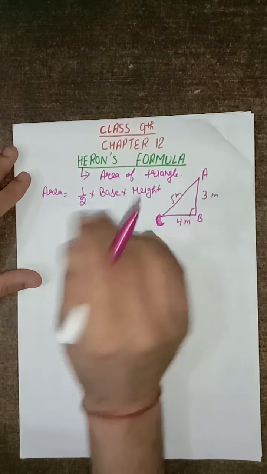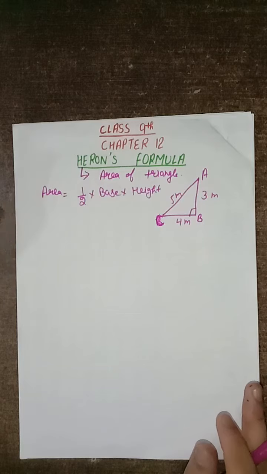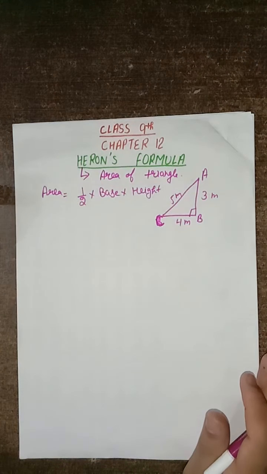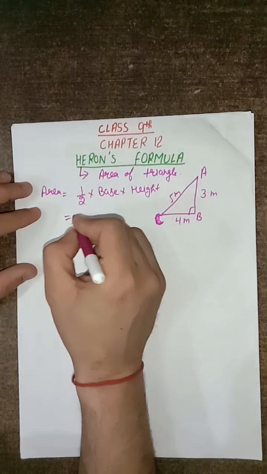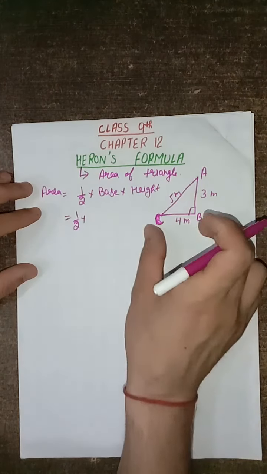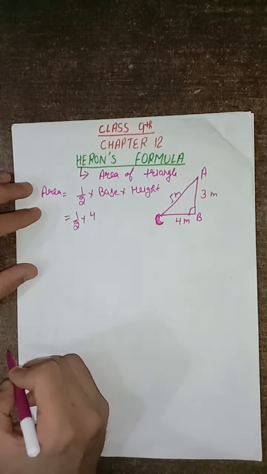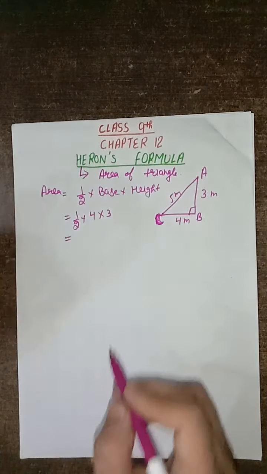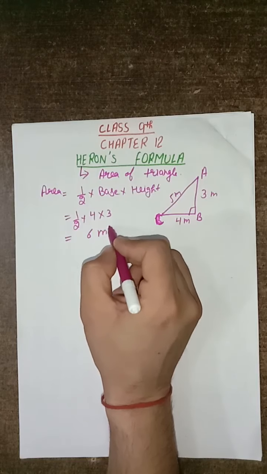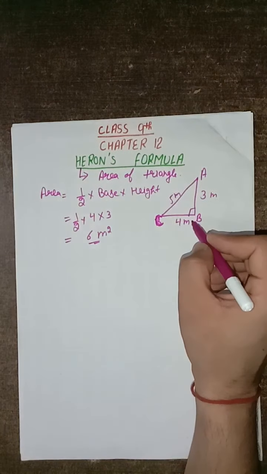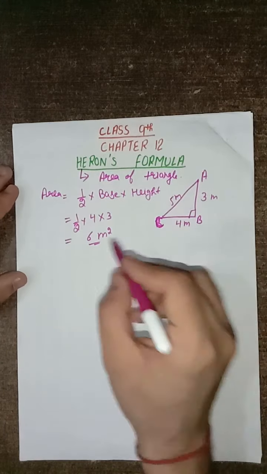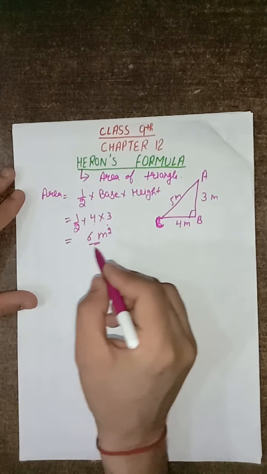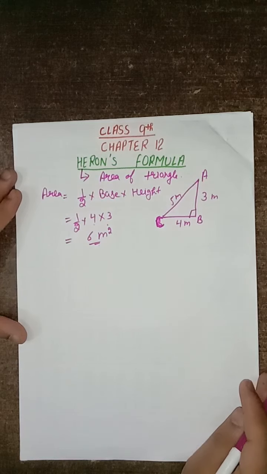तो आप कहेंगे सर ये तो हमें आता है, मुझे पता है बच्चों कि आपको ये फॉर्मूला आता है, half into base into height. So half, here base is 4 meter and height is 3 meter, then the area will be 6 meter square. Sorry, the unit is meter, the base is 4 meter and height is 3 meter, then the area will be 6 meter square.